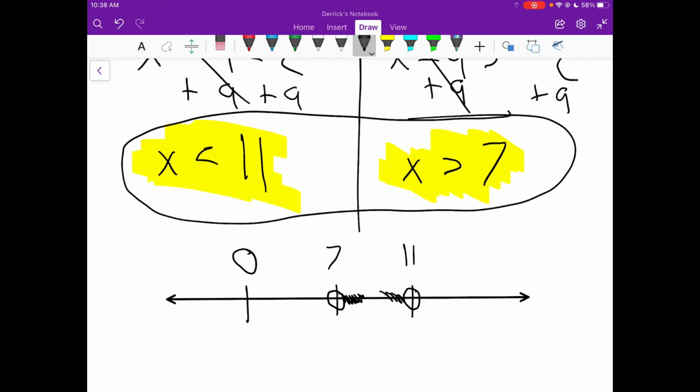Which means we end up with a situation here where it's just the middle part, the numbers between 7 and 11. So, 7.1, 7.2, things like that, 8, 9, 10, all the decimals in between there. Those are the numbers that would be solutions for our problem here.